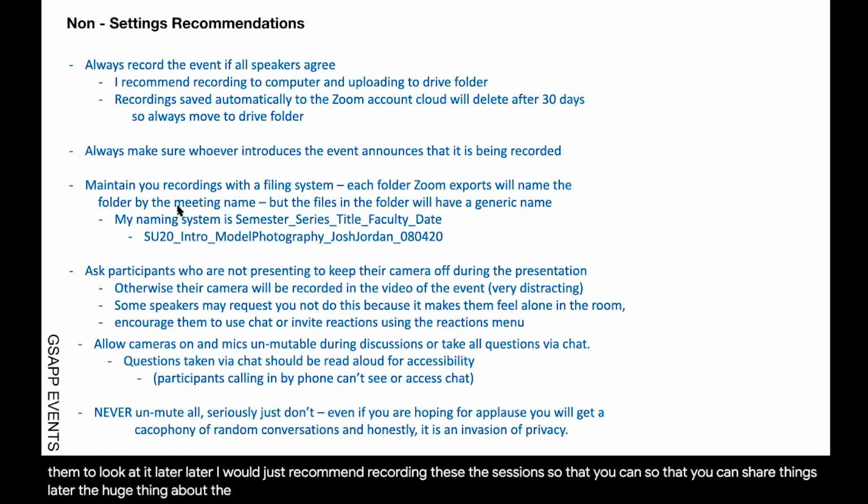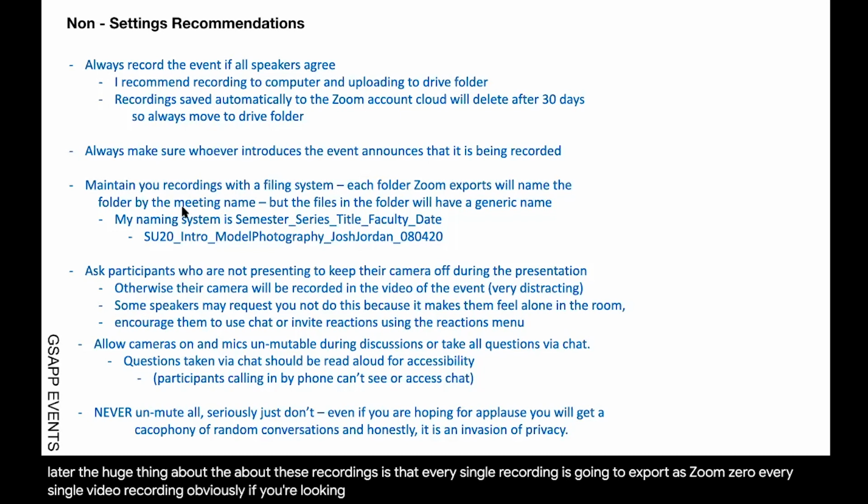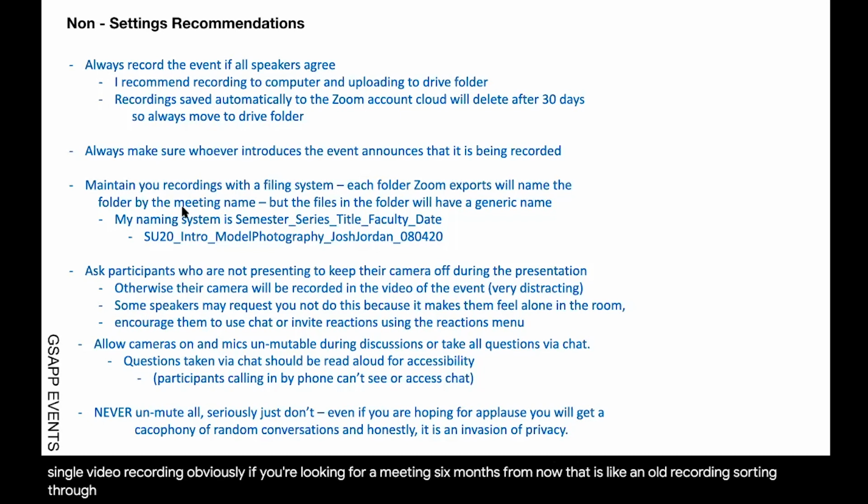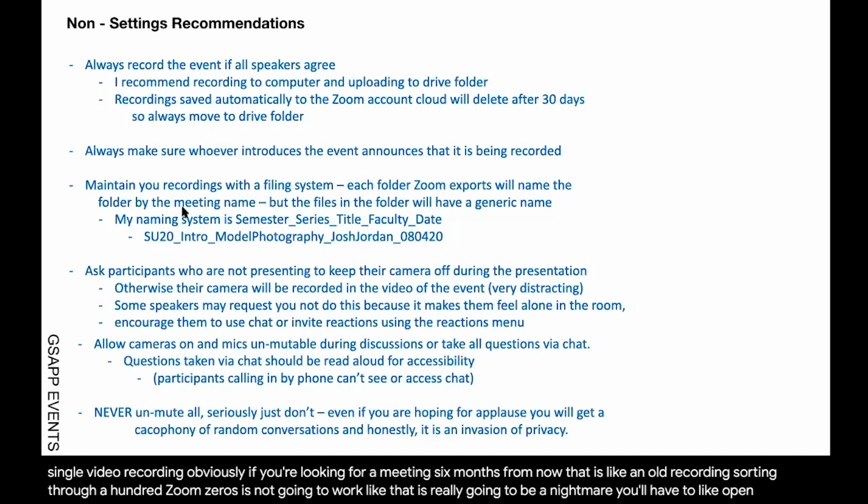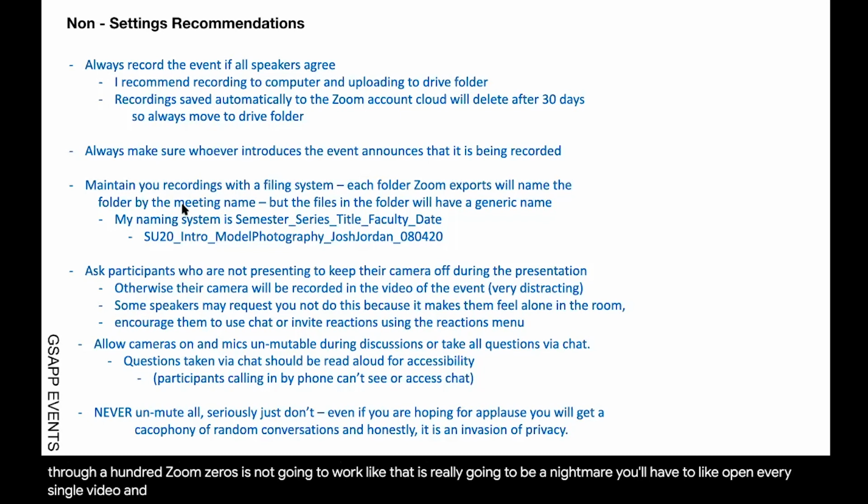Huge thing about these recordings is that every single video recording is going to export as Zoom 0. Obviously, if you're looking for a meeting 6 months from now that is an old recording, sorting through 100 Zoom 0s is not going to work. That is really going to be a nightmare. You'll have to open every single video and watch it to see if it's the right meeting. That's a terrible idea, so I highly recommend having a naming system.